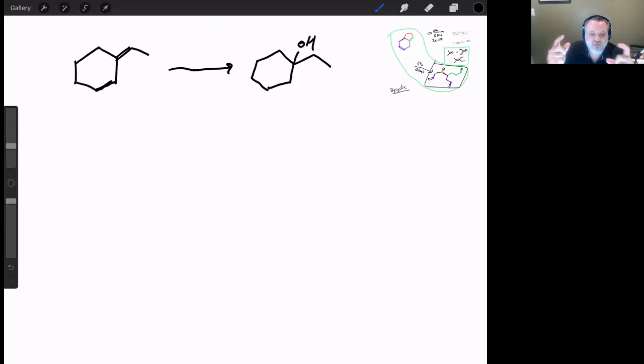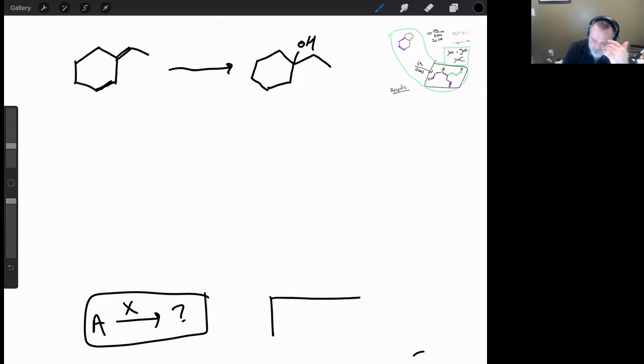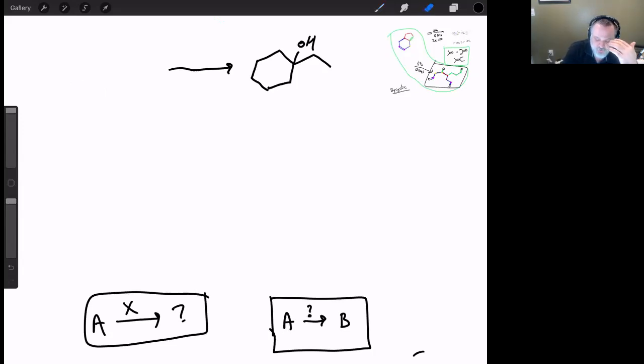On one side of the index card, you would have A goes to question mark with a particular reagent. But on the other side of the index card would essentially be a one-step synthesis. It would be A goes to B, and then what is the reagent? This is an example of a one-step synthesis problem that I provided you at the top of this screen.